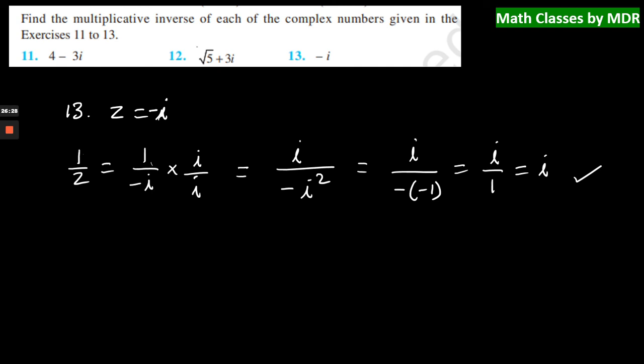Now you can multiply this z and 1 by z. So z and 1 by z is nothing but 1. When you multiply minus i into i, it will give you minus i square, which is equal to minus into minus 1, which is equal to plus 1. That is the meaning of multiplicative inverse. When you multiply any expression by its multiplicative inverse, you will get 1.